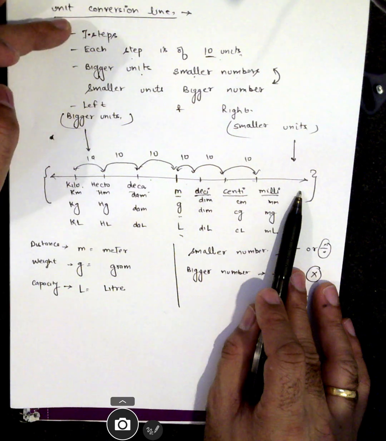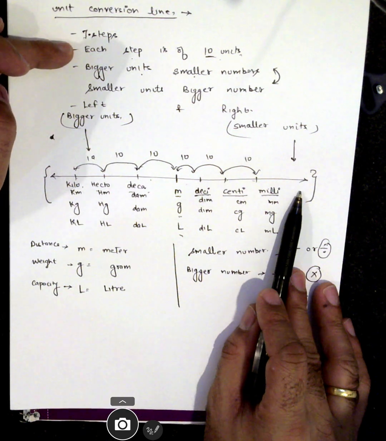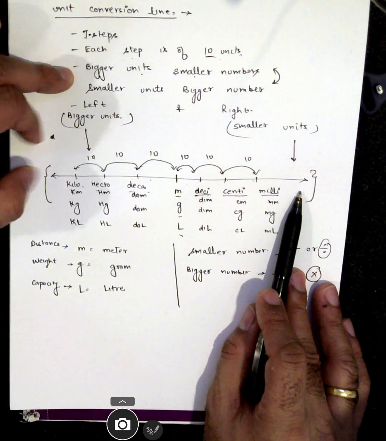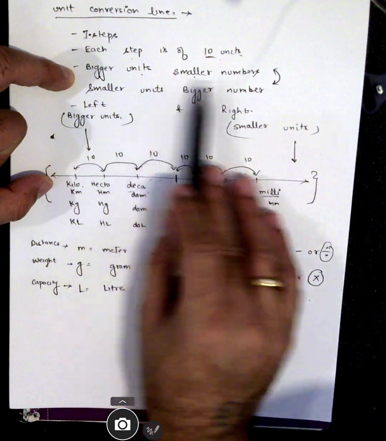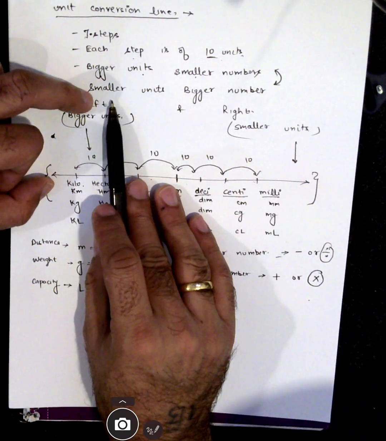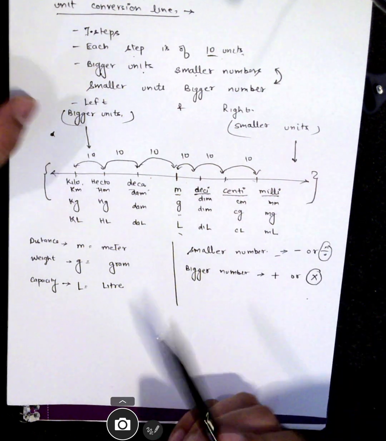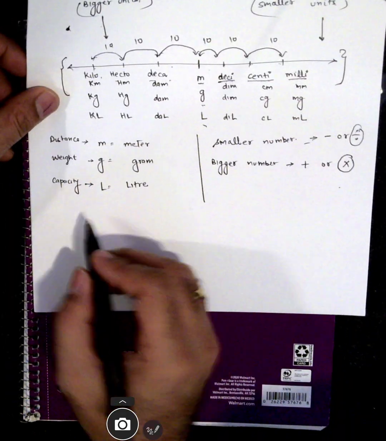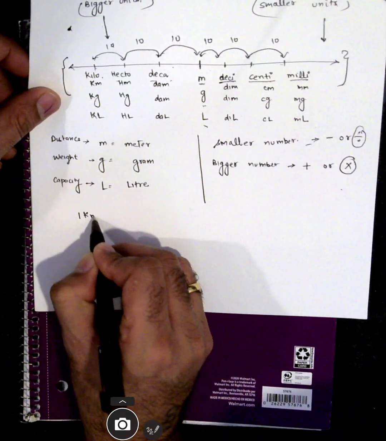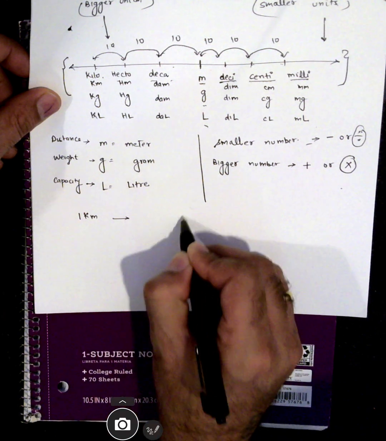For that, you need to understand there are 7 steps. Each step is of 10. Bigger units go on the left side, and they will have smaller numbers, and smaller units will have bigger numbers and they go on to the right hand side. For example, we have to convert 1 kilometer into meters.